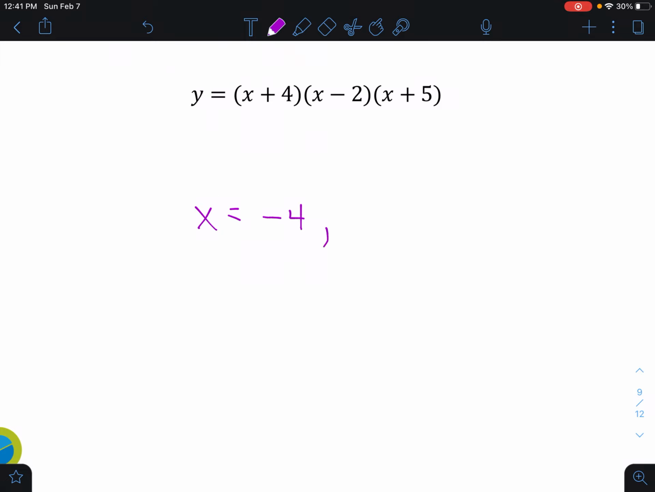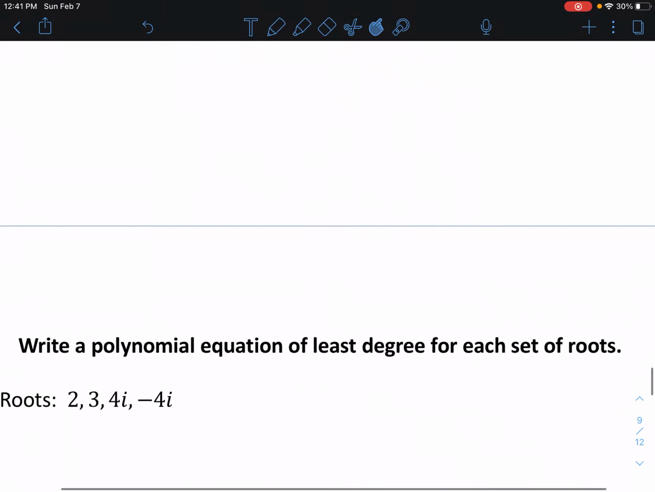Well, -4, +2, and -5. So these would be my roots. So that's helpful because I can work backwards. If I'm given the roots, then I can start with this and write my polynomial function. And that's what we're going to do next.